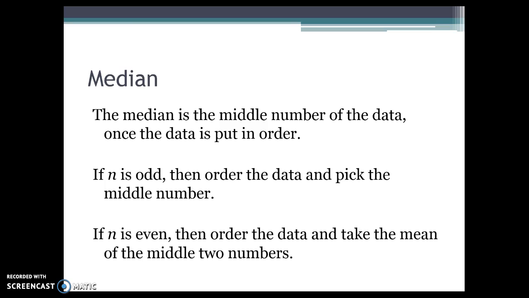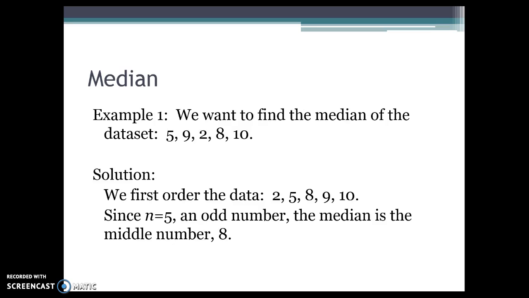The median is the middle number of the data once you put the data in order. So you put the data in order from least to greatest. If the sample size is odd, then you just pick the middle number. If the sample size is even, then you take the mean of the middle two numbers.